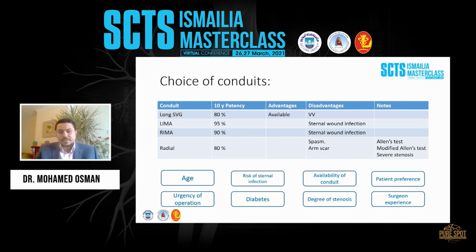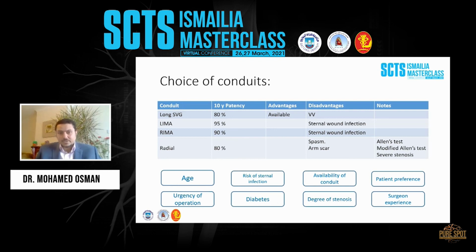The right internal mammary artery has 90% 10 years patency, but again, sternal wound infection is a risk. For the radial artery, the 10 years patency is 80%. The disadvantage is spasm. It's very liable to spasm and scar. As I mentioned, some patients would not like the arm scar.